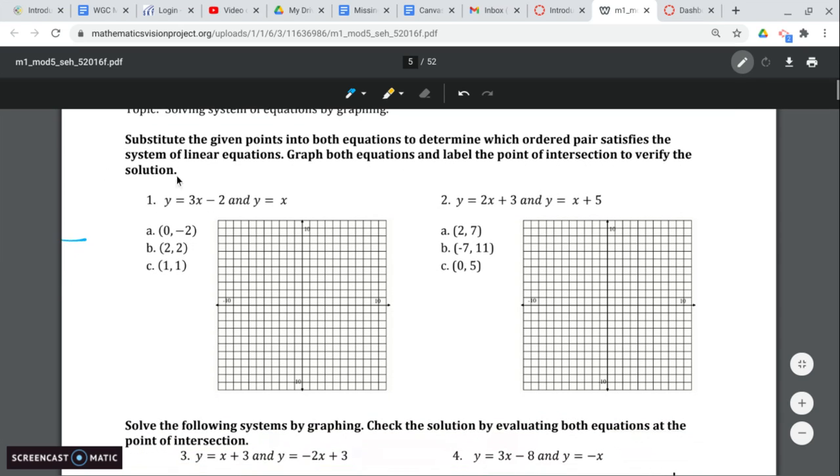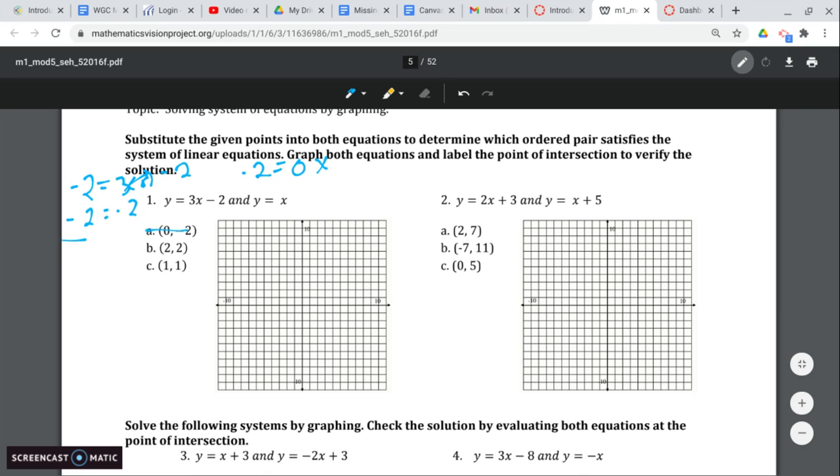The one that we're looking at here is number 1. We have the equation y equals 3x minus 2 and y equals x. So we have these 3 points. If we plug in point A into the first equation, we end up with -2 equals 3 times 0 minus 2. That'll go away. We'd have -2 equals -2. So it works for the first equation, but the second equation, does -2 equal 0? No, so we know it can't be A.